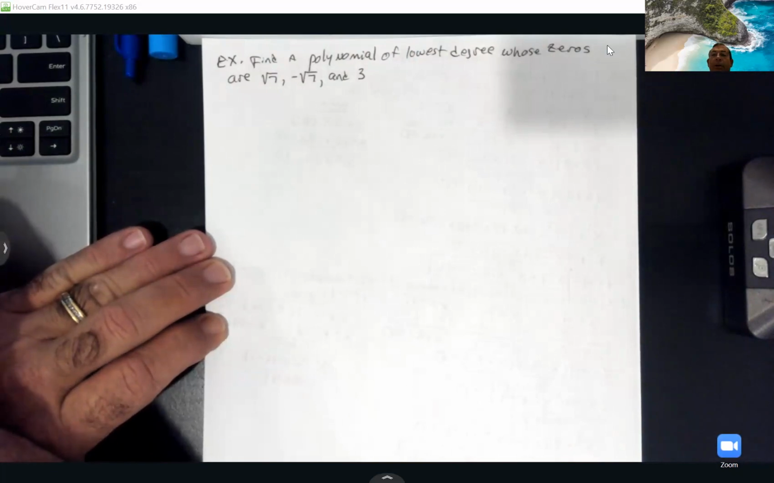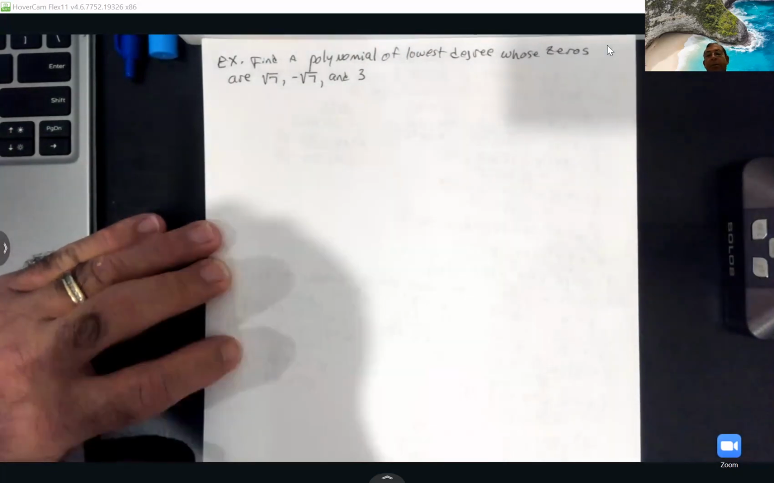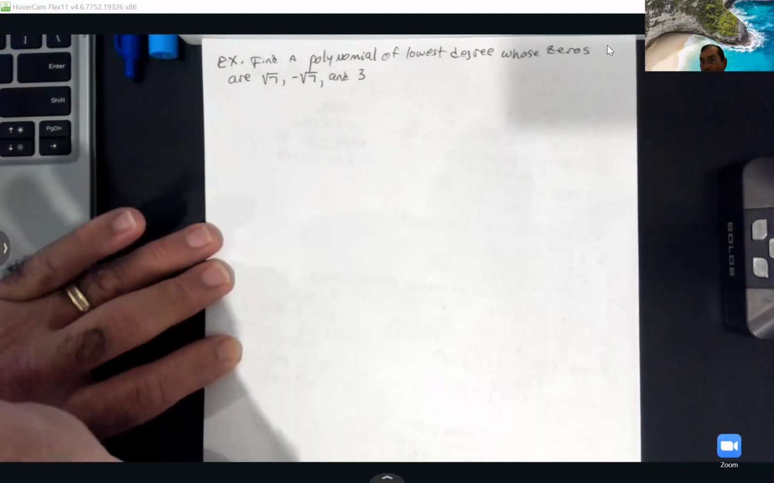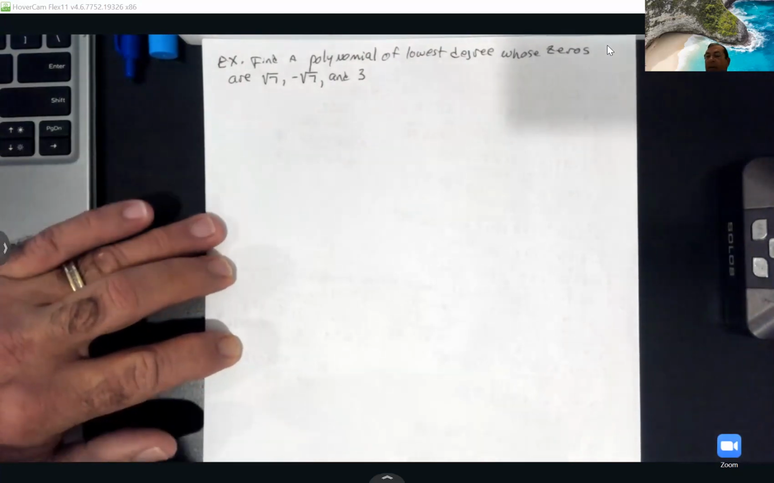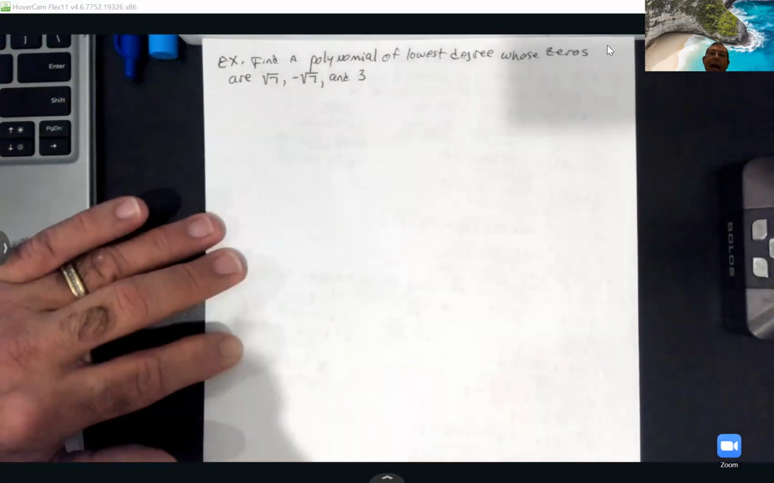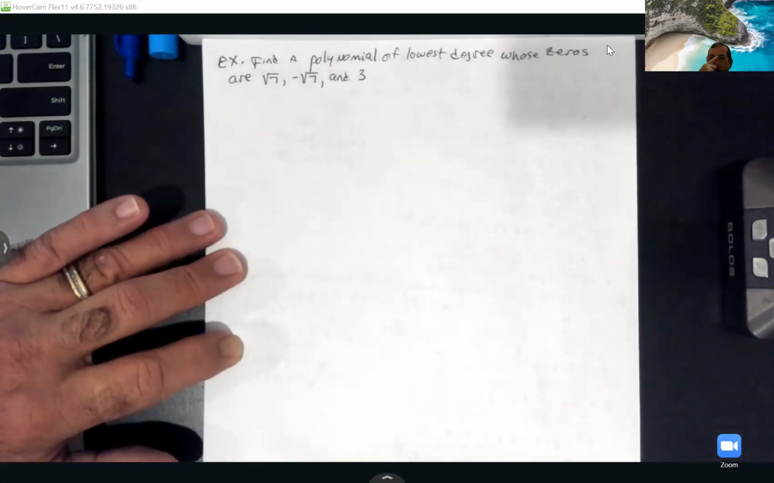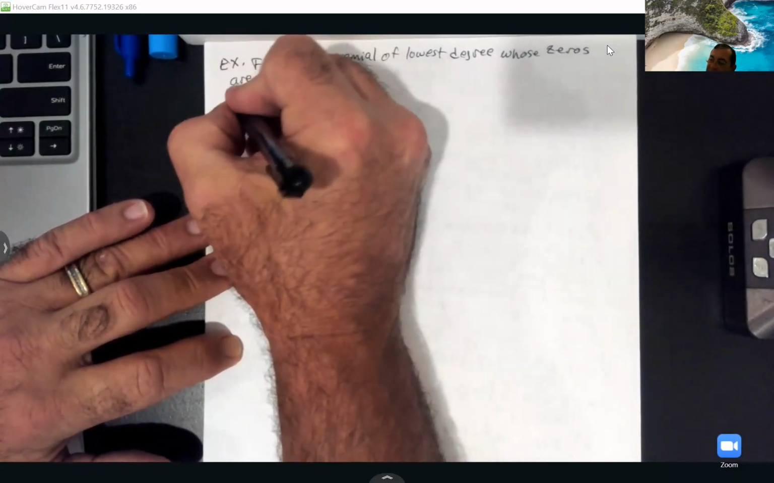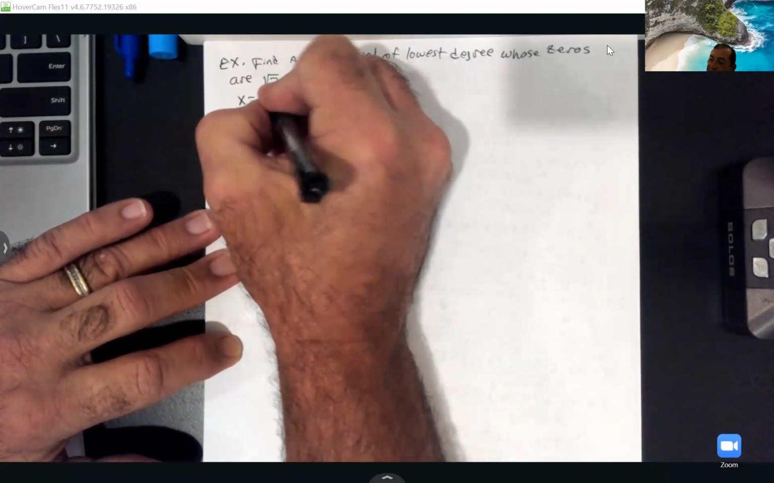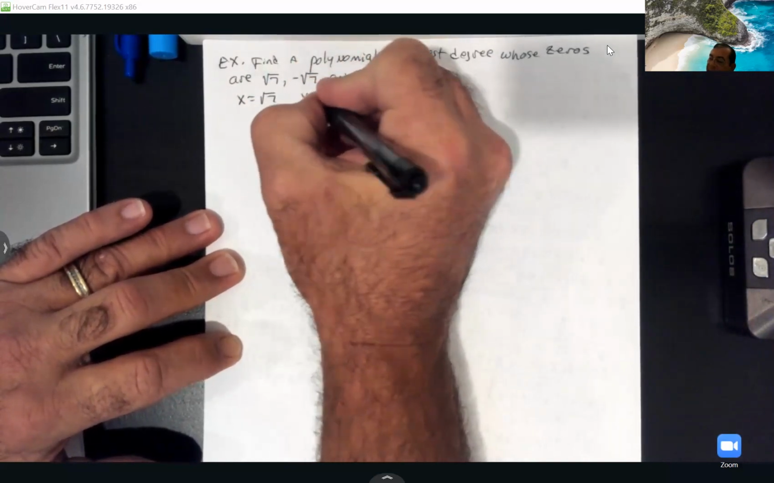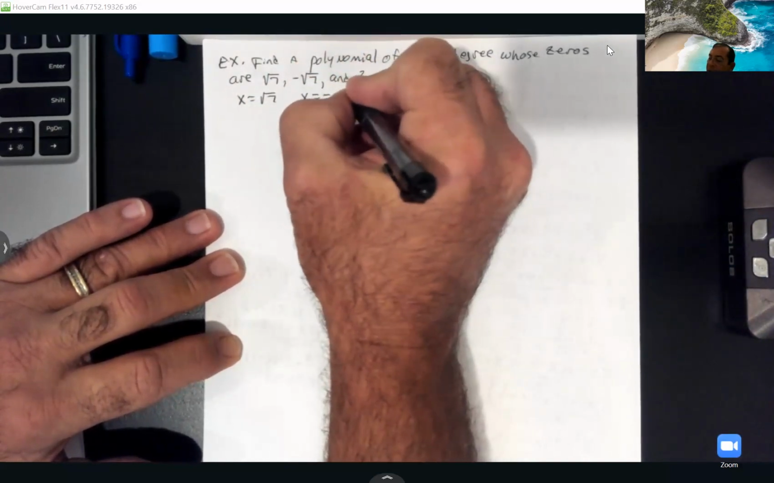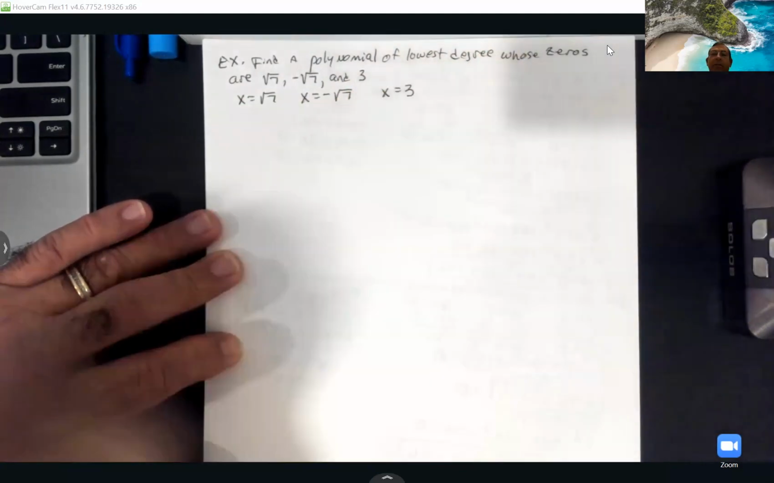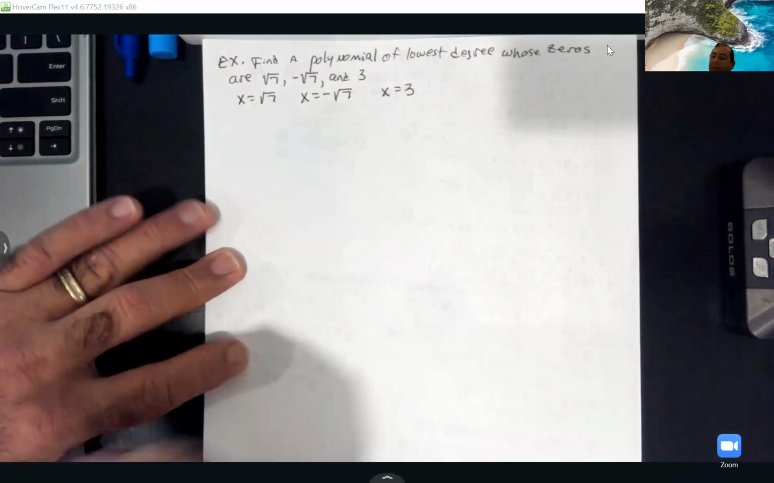All right, y'all, so I'll tell you a trick. I got 3 zeros, so when I'm done, my highest exponent has to be a 3, okay? So the number of zeros will tell you what the highest exponent is when you're done. All right, so write out 3 answers. We got x equals square root of 7, x equals negative square root of 7, and x equals a positive 3.